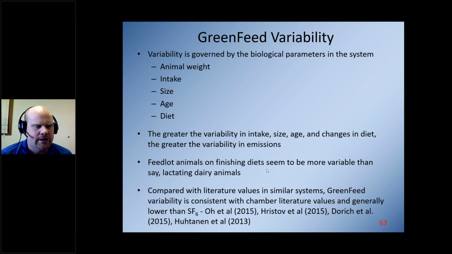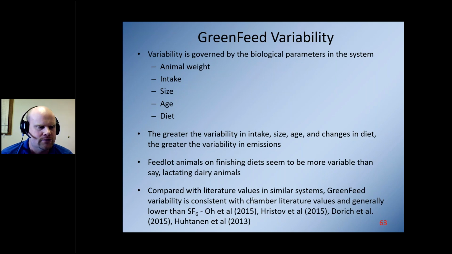GreenFeed, in both the method comparison results and looking at GreenFeed variability compared to other parameters, has very consistent results in between animal variability with what we would find in chamber systems. And in fact, in a few studies, authors have suggested that the between animal variability in GreenFeed is lower than chambers or SF6, and in some cases similar to SF6.